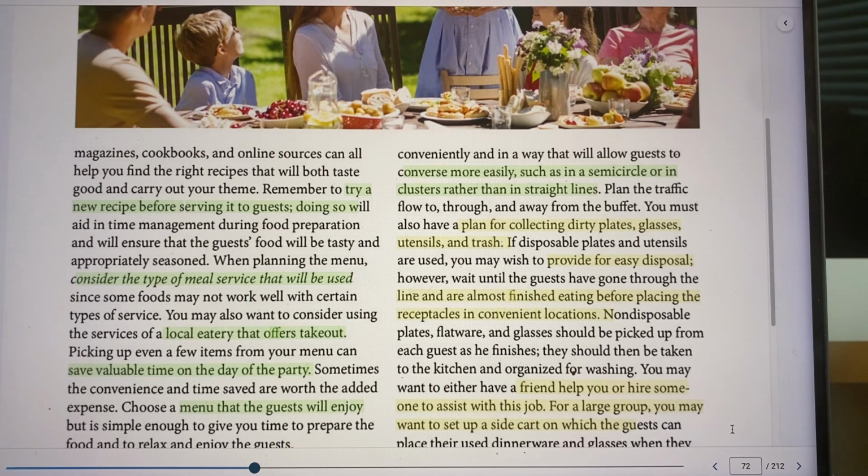And plan a place to collect dirty plates and glasses and utensils and trash. Have a place so that you can clear the table of the trash and put it where the trash is, not next to the buffet, in a different corner maybe. If disposable plates and utensils are used, you may wish to provide for easy disposal, but wait until the guests have gone through the line and are almost finished eating before placing the garbage cans out, right? So they maybe have paper plates and everybody could throw away, but bring out the trash cans towards the end so that you don't have the trash just sitting out while they're eating.